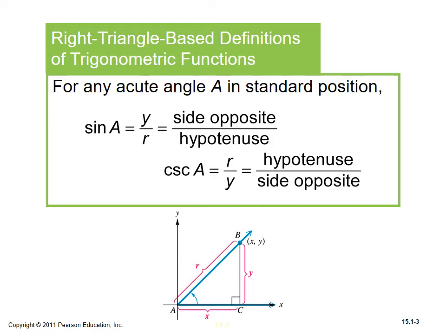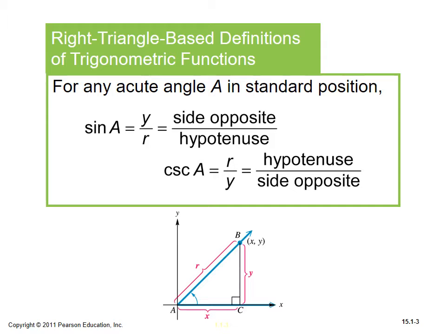For any acute angle A in standard position, the sine of A is equal to the side opposite over the hypotenuse. In this drawing, this would be y over r. And the cosecant of A is equal to r over y. So the hypotenuse over the side opposite. So that would be the reciprocal.